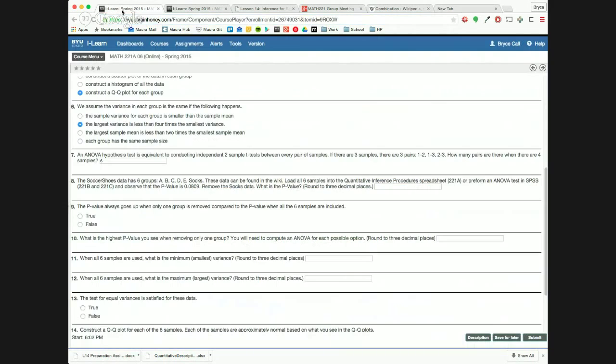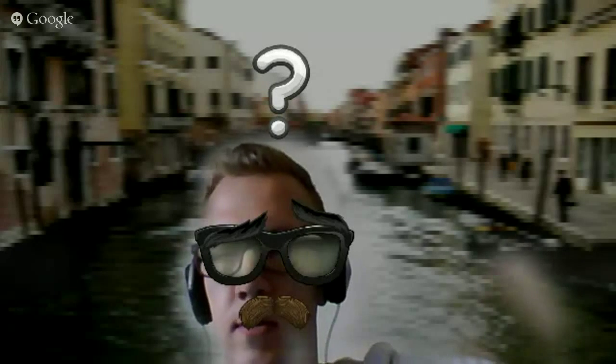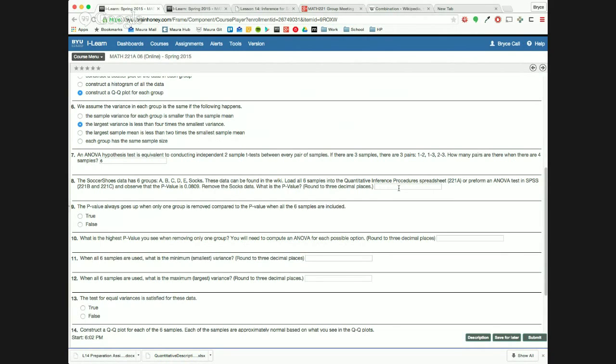I believe it's a combination because it wouldn't be a permutation since we don't care about the order. We just want to have unique pairs put together. So that's the equation if you want it. Did you get what I said? Do you want me to say it again? Yeah.